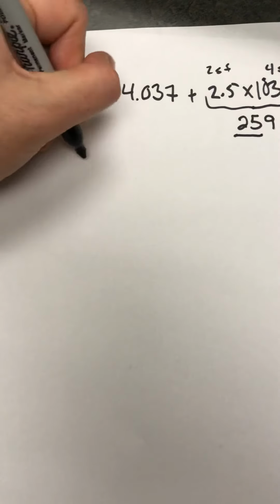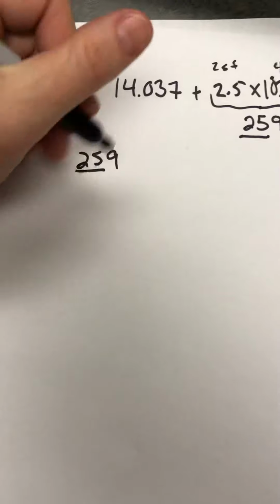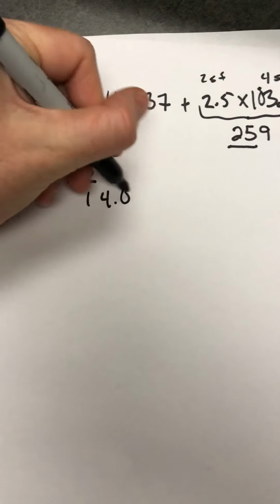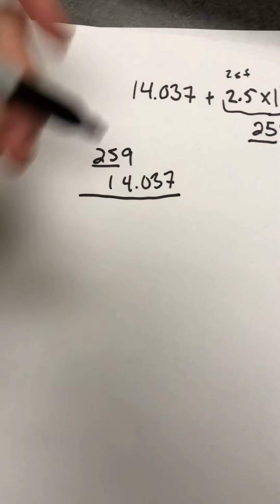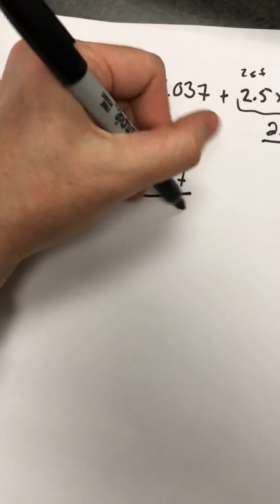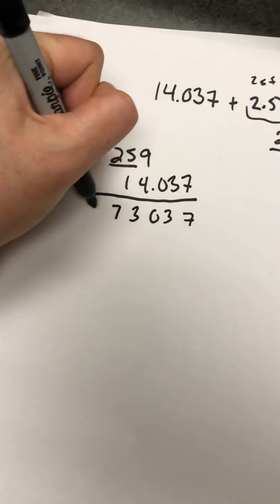Now we're going to go ahead and take that 259, underlining it, paying attention to the fact that it only has 2 sig figs, and we'll add 14.037 to it. Now when you do this, you get an answer of... this would obviously be 3, carry the 1, 7, and a 2. So you get an answer of 273.037.